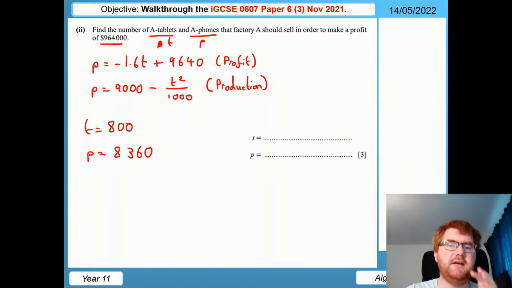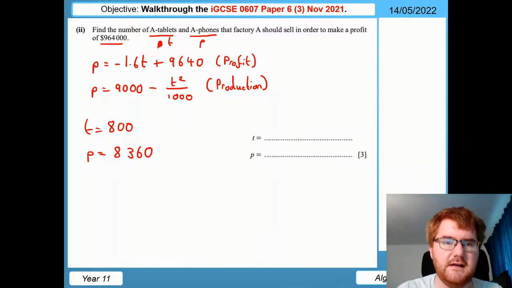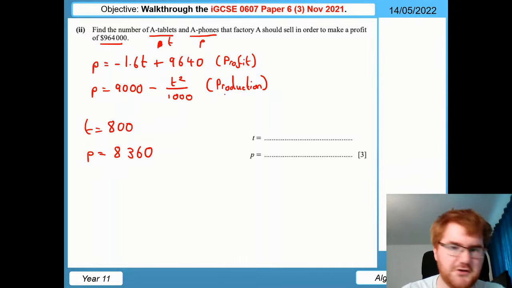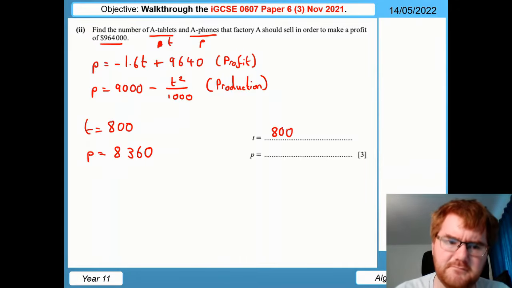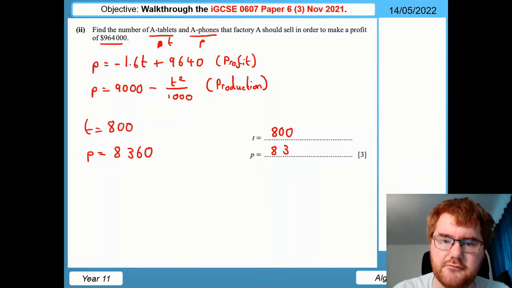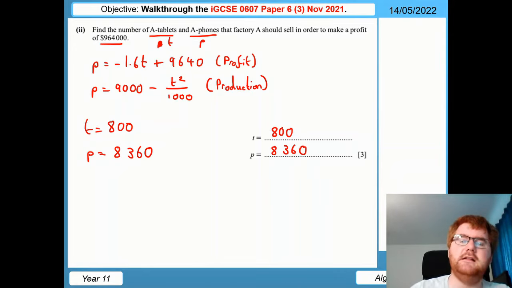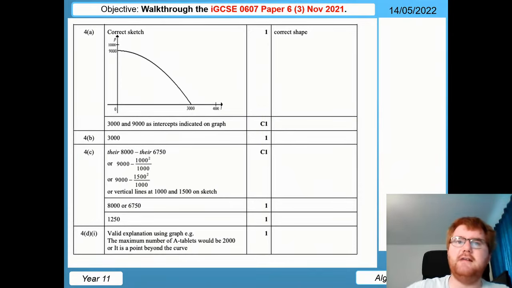So that gives us the amount of tablets and phones in order to get the maximum profit for the maximum production. So T is equal to 800 and P is equal to 8,360, like so. Right, so you can have a look through the mark scheme.